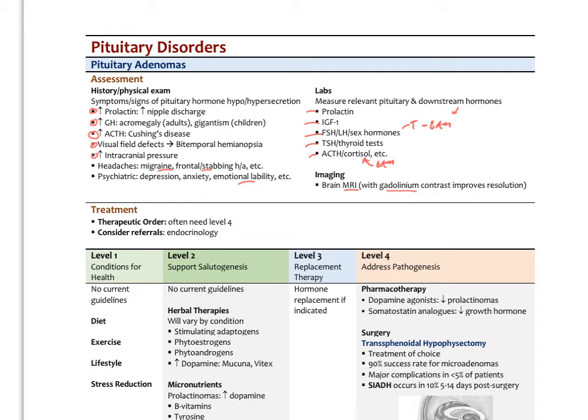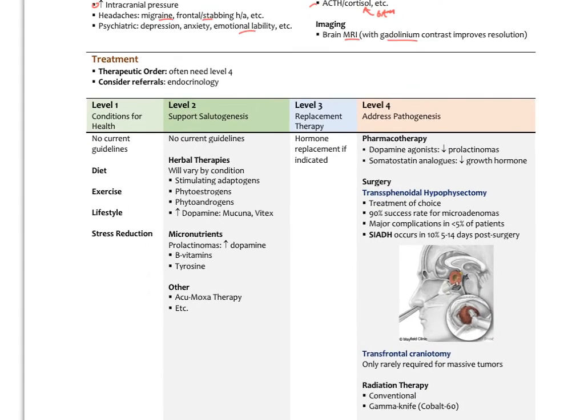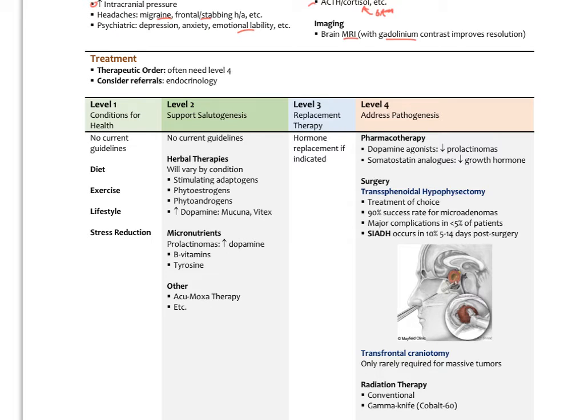So treatment here generally needs level 4. Level 1, level 2 we can certainly do, and we'll talk about some options here. I'll just very quickly mention that, if we have a prolactinoma, and I'll talk about that in depth in the next slide, in a prolactinoma, we can use things that increase dopamine like Vitex, and mucuna, the velvet bean, which contains L-dopa. We can also give cofactors or things to increase dopamine synthesis, like the different B vitamins, tyrosine, and so forth.